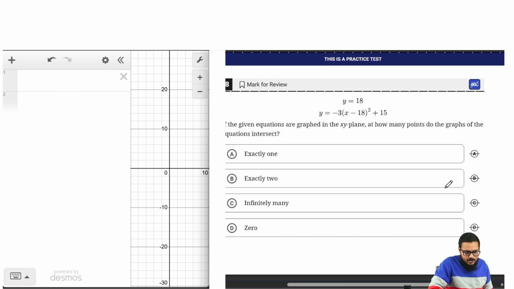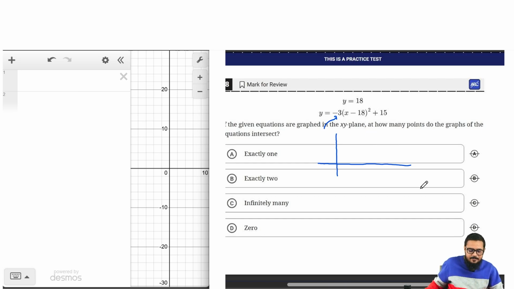If the given equations are graphed in the xy plane, at how many points do the graphs of the equations intersect? Considering the second quadratic equation is given to me in completing square form, I can very quickly create a rough sketch of it. I know that the value of a on the outside is a negative number, so this has to be a maximum turning point parabola, or a parabola which should open up downwards.